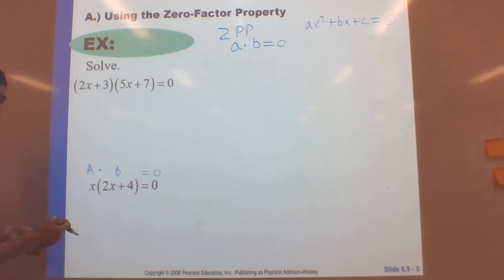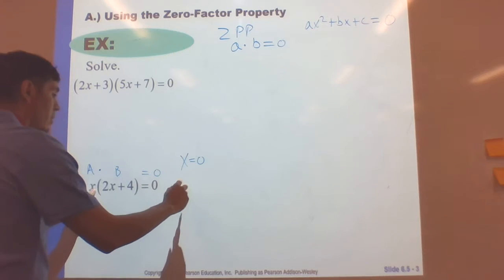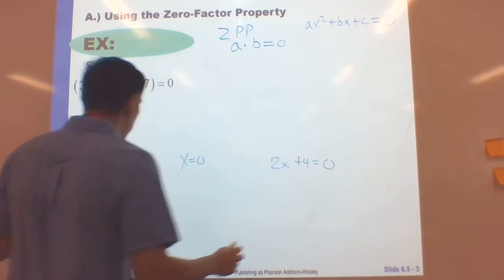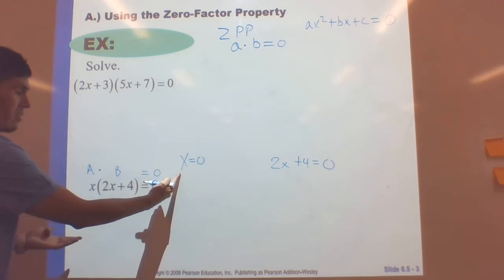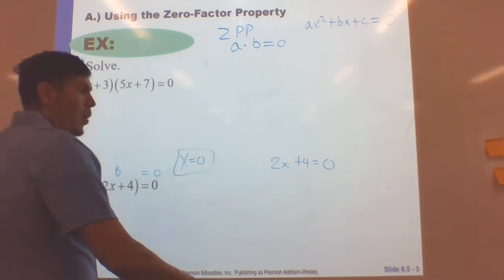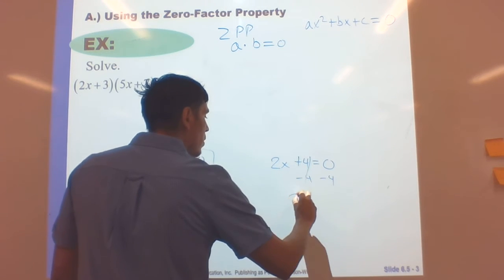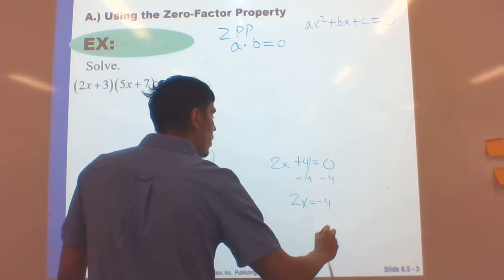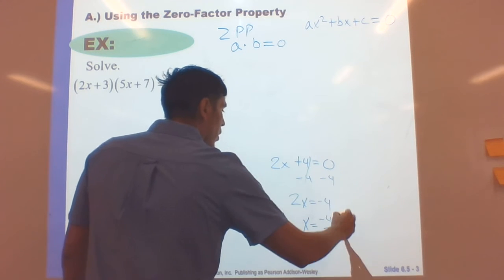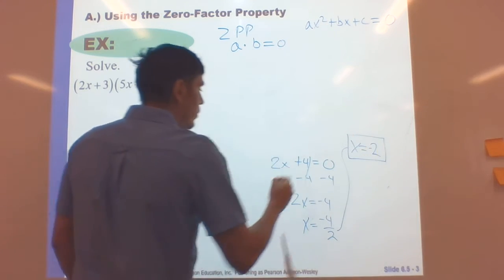So we're going to do the same approach. I'm going to say that x equals 0 and 2x plus 4 equals 0. And then I solve for x. Well, x is already solved for, so we have x equals 0. So we know the parabola touches down at x equals 0. And we know this parabola touches down at x equals -2.